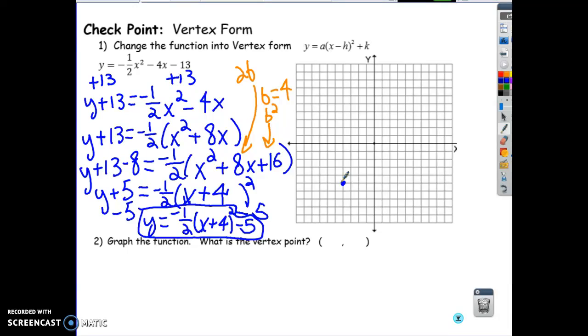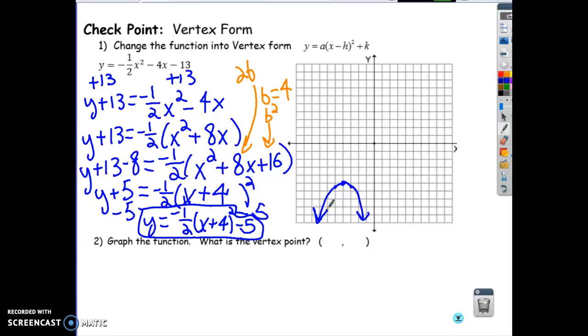Now, we know this is going to be a parabola. And it's going to be flipped upside down because of the negative in front. And then 1/2 compresses it vertically. So instead of going right one down one, we're going to go right one down 1/2 and left one down 1/2. So our parabola will end up looking like this.